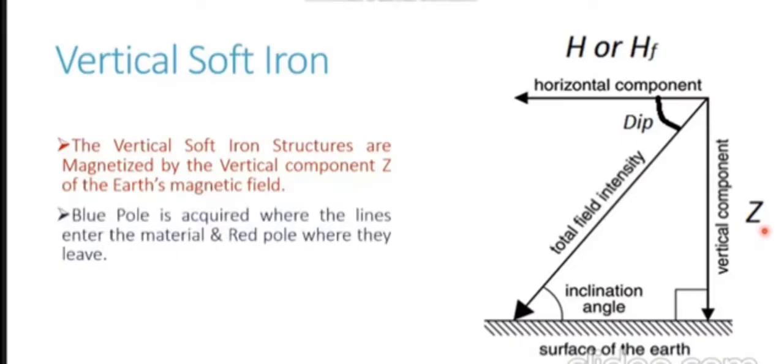Wherever the magnetic lines of force enter into the structure, it will acquire a blue pole, and wherever the lines of force leave a structure, it will acquire a red pole at that particular location. To give you an example, let's assume we have our ship now at the North Pole. If the ship is at the North Pole, the Earth's vertical component, Z component, is the strongest there. The magnetic field lines at the North Pole are going vertically downwards.